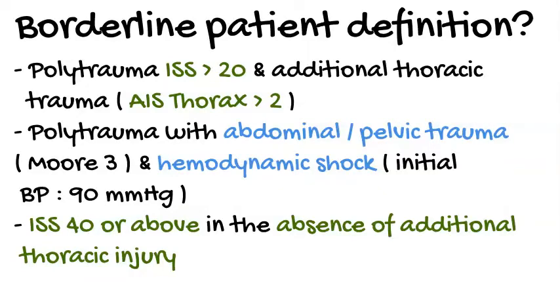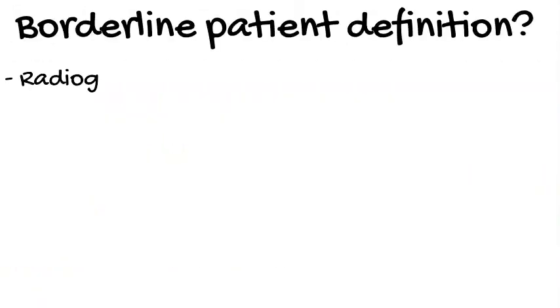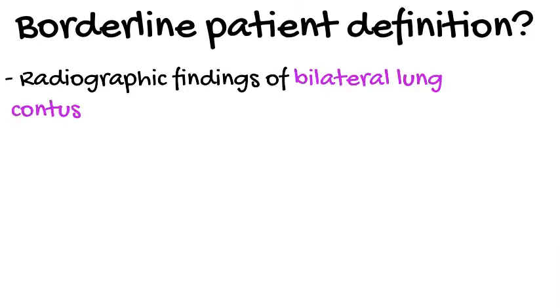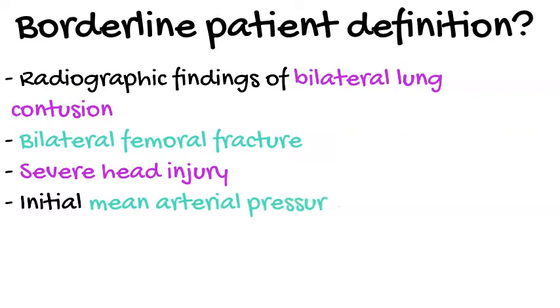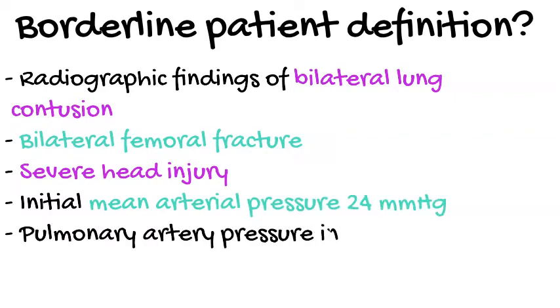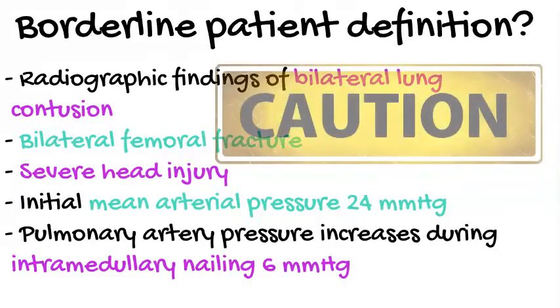3, ISS of 40 or above in the absence of additional thoracic injury. 4, radiographic findings of bilateral lung contusion, bilateral femoral fracture, severe head injury, initial mean arterial pressure of 24 mmHg, with pulmonary artery pressure increased during intramedullary nailing by 6 mmHg.